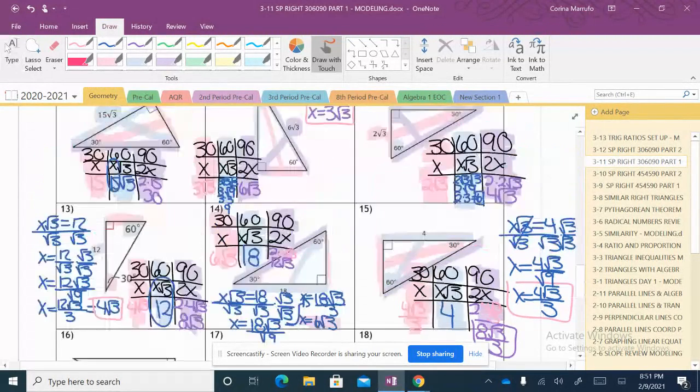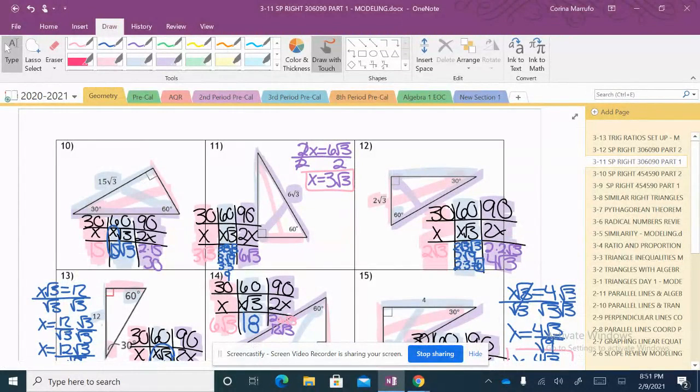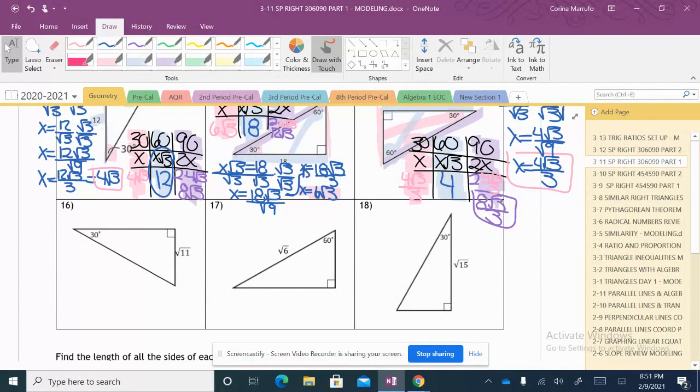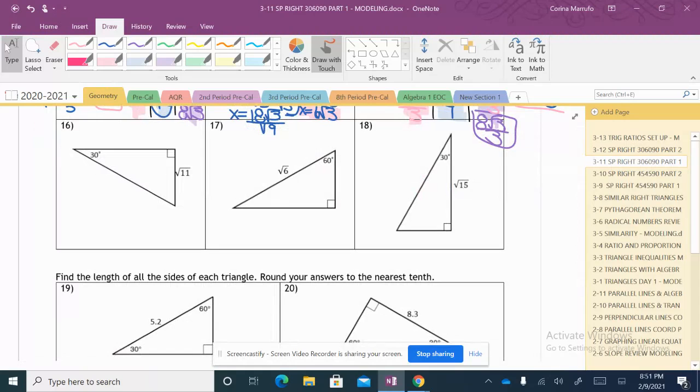So in the beginning, the problems were nice. We had these pretty little numbers. Everything worked out good. But the more that we went into this, the numbers got a little tricky. Okay, so just be very careful. So let's look at this next one.